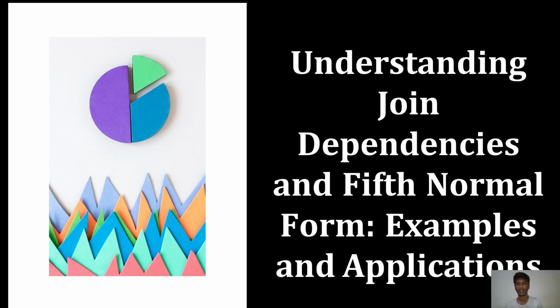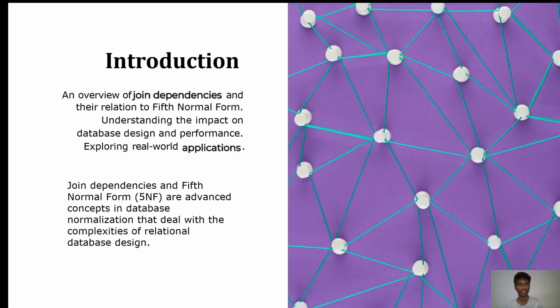Today I am going to explain understanding join dependency and fifth normal form, examples and applications. First we're going to see an introduction, an overview of join dependency and its relation to fifth normal form, understanding the impact on database design and performance, and exploring real world applications. Join dependency and fifth normal form (5NF) are advanced concepts in database normalization and deal with the complexity of relational database design.